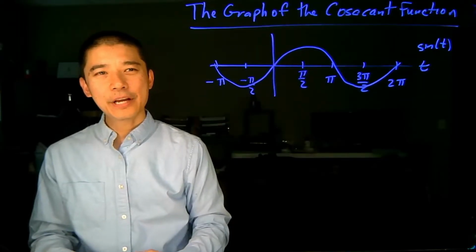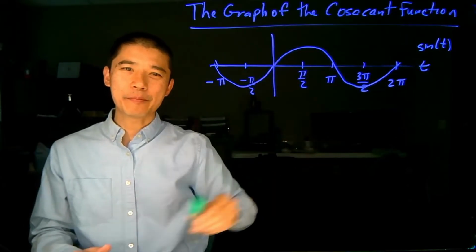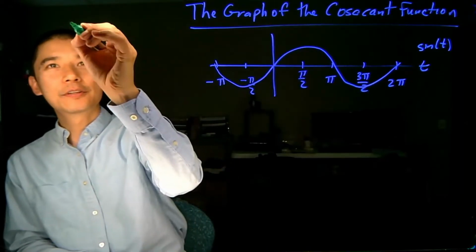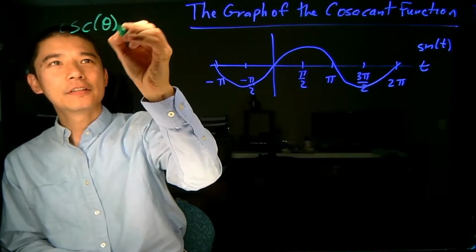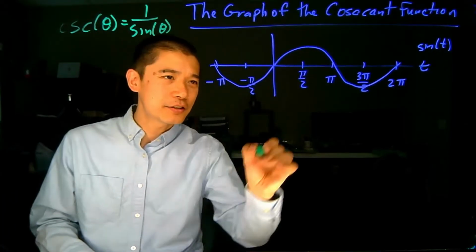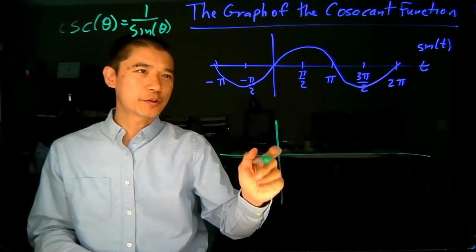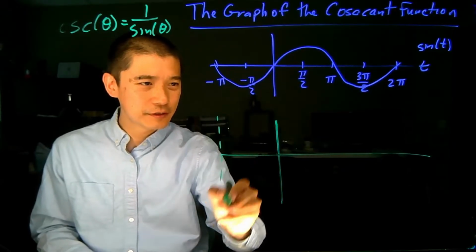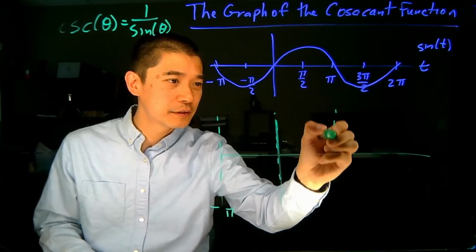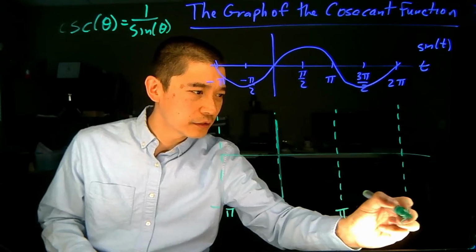And lastly, we have the cosecant function. Now you should be able to actually do this on your own without my guidance, but we're going to go ahead and go through this anyway. So the cosecant function is the reciprocal of the sine function. And so we're going to take a look at the graph. And remember, zeros become vertical asymptotes. So there's a 0 here, at negative pi, at 0, at pi, and at 2 pi.